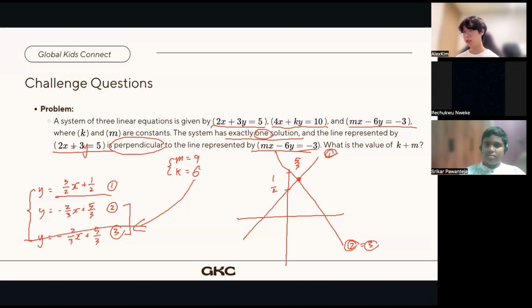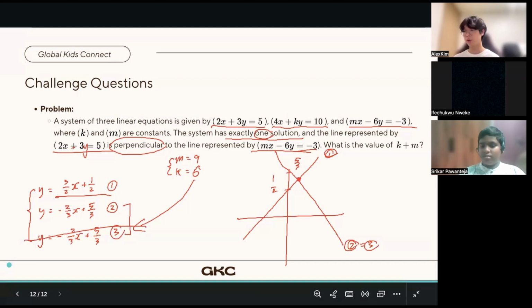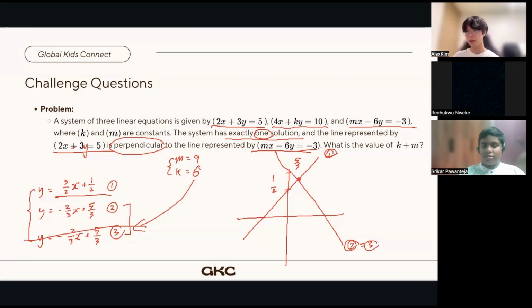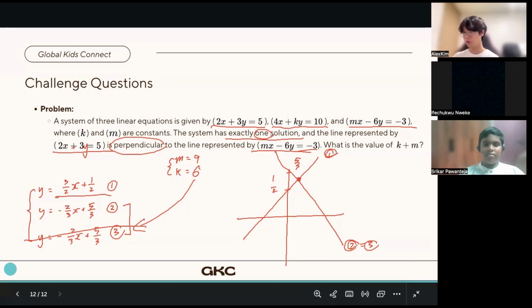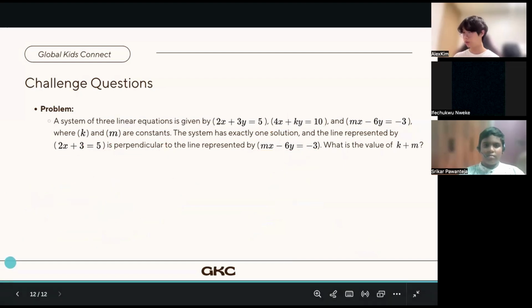If not, then this will be our last question for today and for today's topic. So great job, everybody. We went through basically all of linear equations.